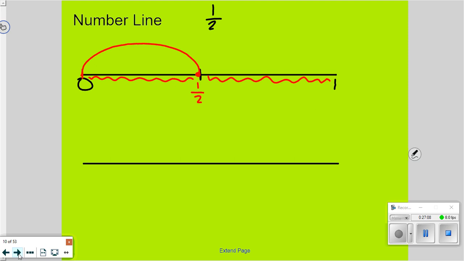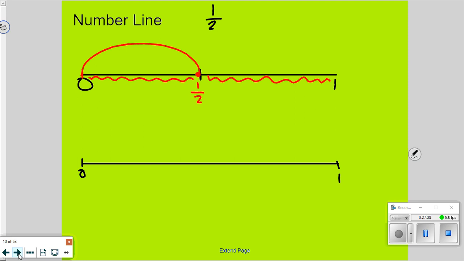Draw another number line. And this next number line, again, we're going to label 0 to 1. Can I have fractions past 1? Yes. For right now, we're just going to live between 0 and 1. But yes, my fractions can keep going. They're between any number. So far, so good?